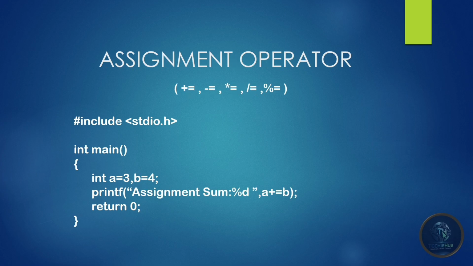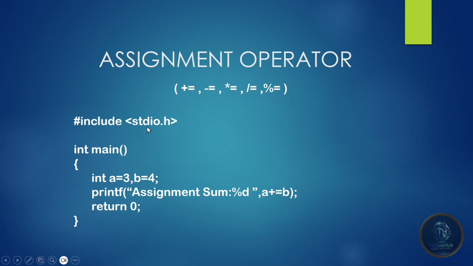So the second type of operator, assignment operator. This is like arithmetic operator but with slight modification. This includes plus equal to, minus equal to, product equal to, dividend equal to, modulo equal to. Okay. So example code, I will explain it in this program.